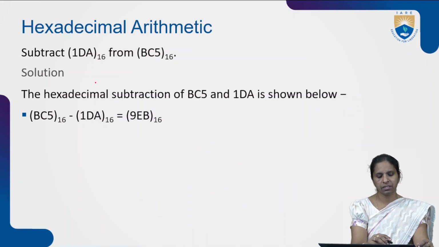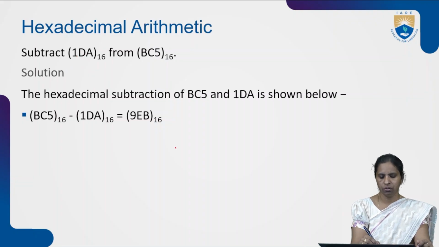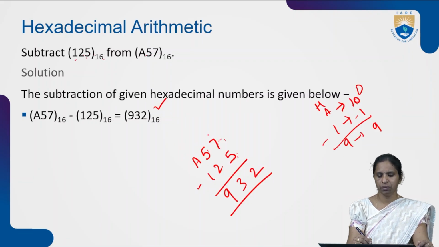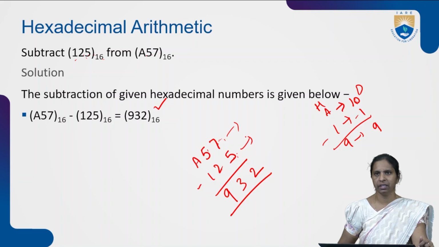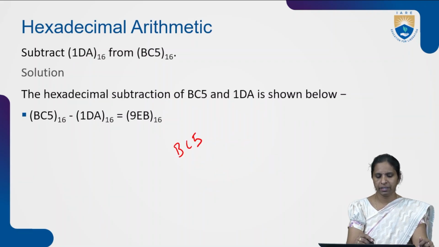And the next problem is subtract the number 1DA from the number BC5. So, BC5. In the previous case, we didn't get any borrow. So, we performed the operation normally without getting any borrow here. Now, we'll take the second case where we require the borrow. So, which number do you have to subtract here?